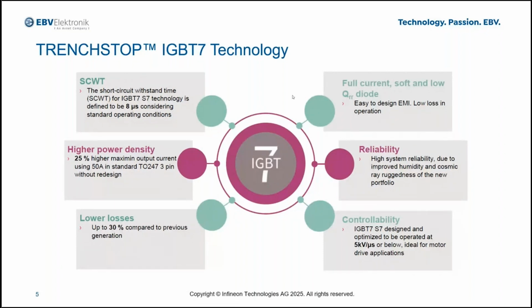And as I mentioned before, focusing on conduction losses, as this family is mainly optimized for motor drive applications and is optimized to operate at or below 5 kilovolt per microsecond, which is sort of the limit in the high voltage technology for motor drives. That's how it provides up to 30% less total losses compared to the previous generations.